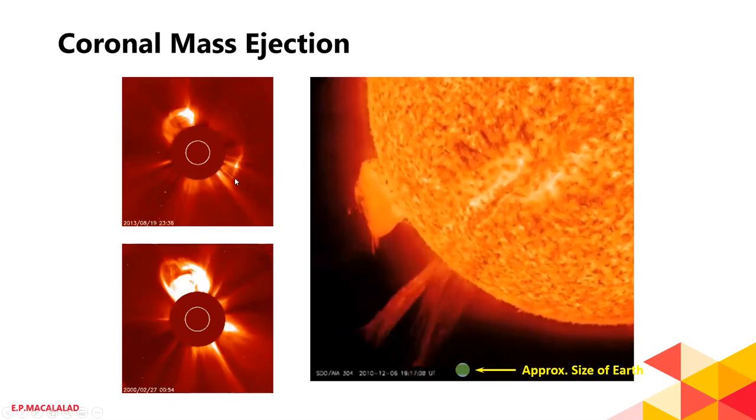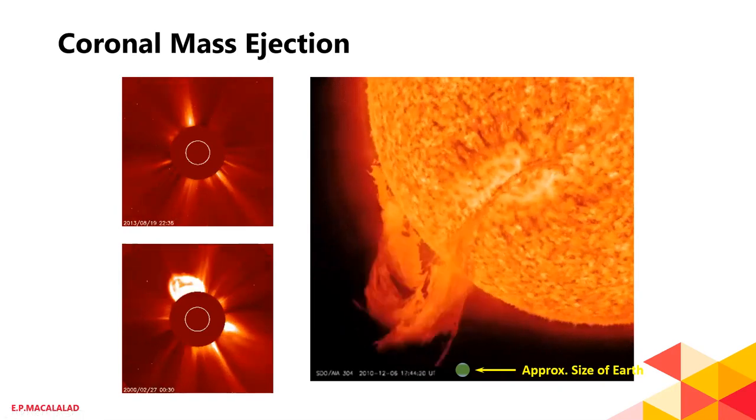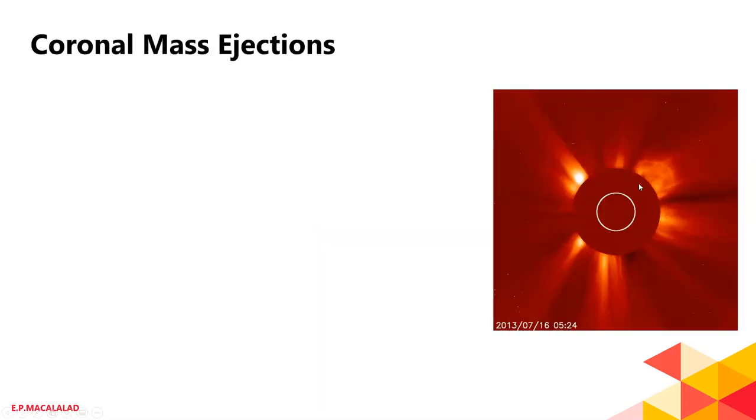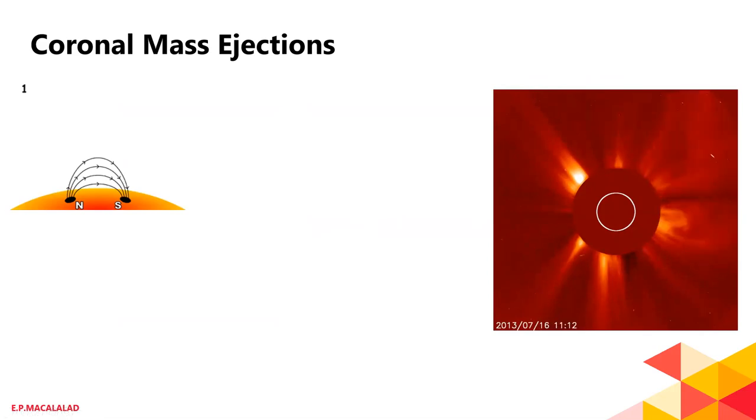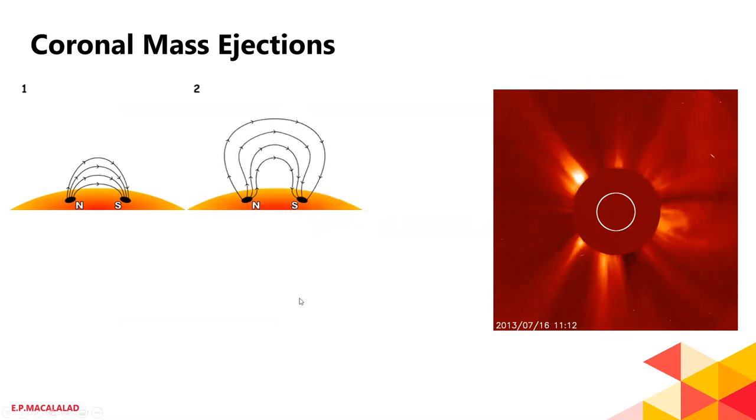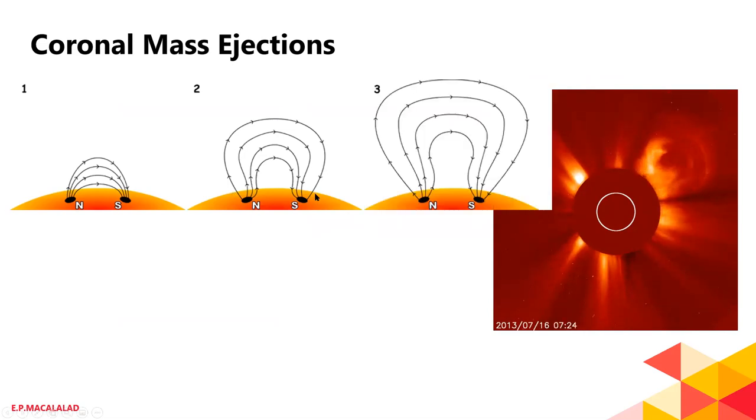How do these large CMEs happen? These are large ejections of mass. So how does this happen? It starts with an active region. Of course, this is a simplified version of what happens. Sunspots actually come in pairs, so one should be north and the other one is south. As this north and south pole becomes more active, that means the magnetic field intensity becomes larger. It will start to curve like this, so it will grow. Now, it's not yet ejected at this point.